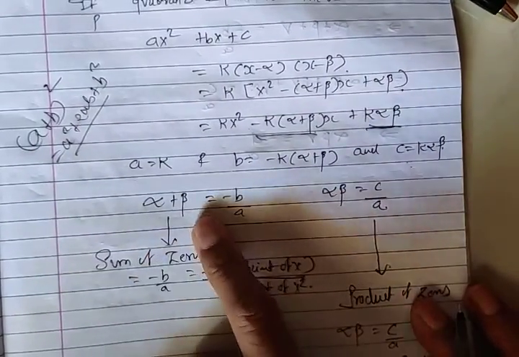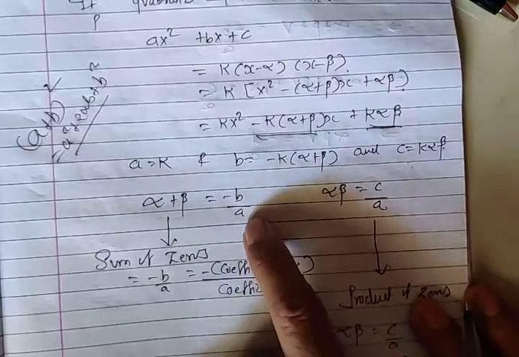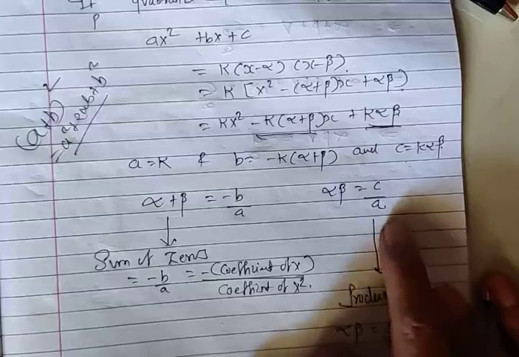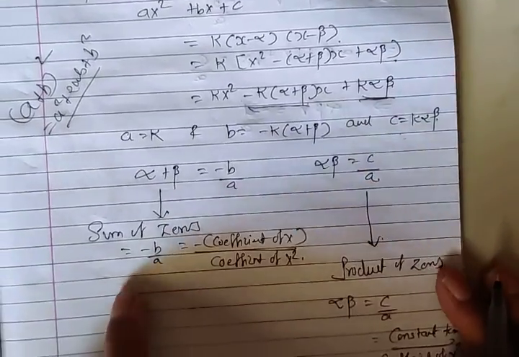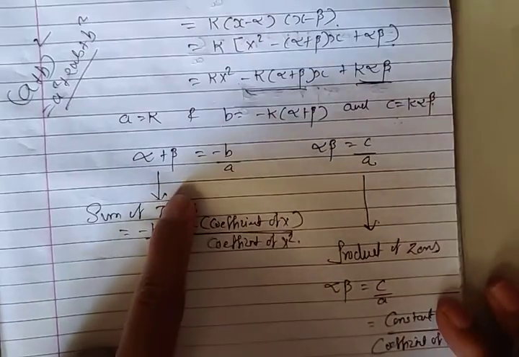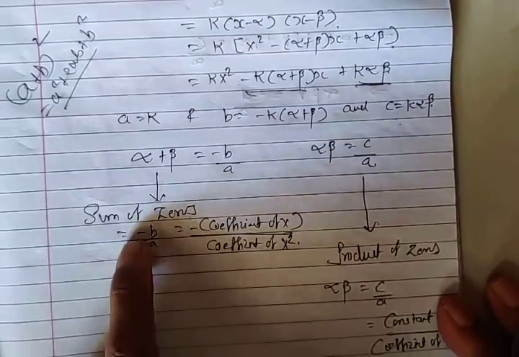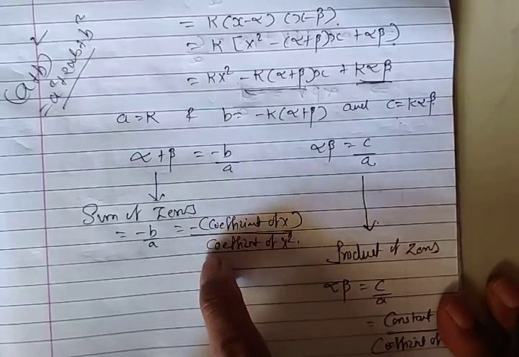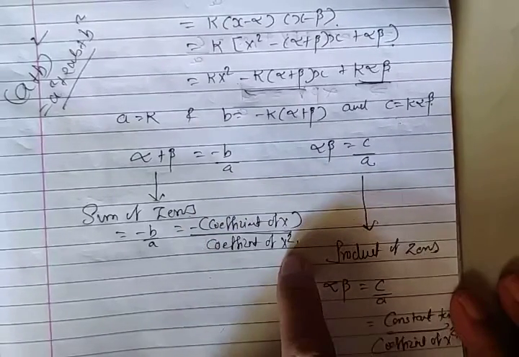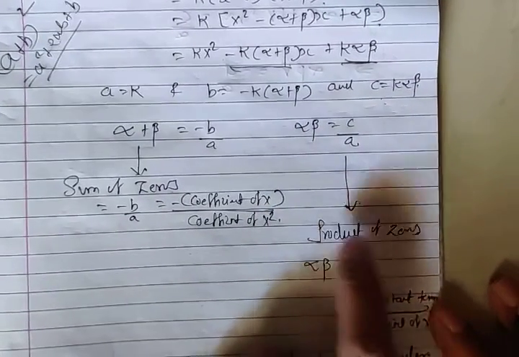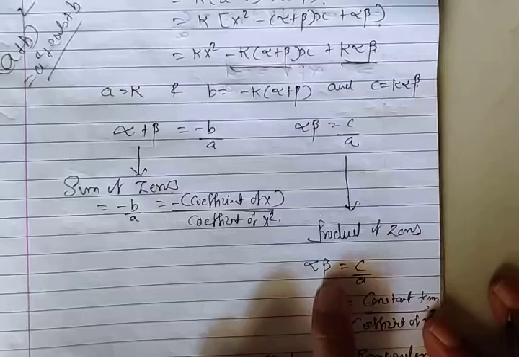So if I want to find alpha plus beta, that is minus b by a, and the multiplication of alpha beta should be c by a. So what will the sum of the zeros be? That is alpha plus beta. Here I got the value of minus b by a, that is minus coefficient of x upon coefficient of x square. If I want to find the product of the zeros, it is equal to alpha multiplied by beta.